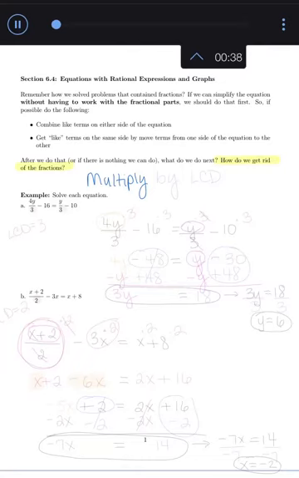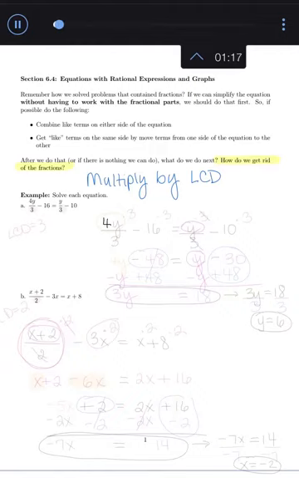Well, we may have multiple fractions with different denominators. What do we usually do when we have different denominators? We find a common denominator. So that's what we're going to multiply each and every piece by when we're trying to get rid of our fractions when we have an equation. We're going to multiply everything by an LCD, a common denominator. So let's see how this works. It should look like magic. The denominator should just disappear once I multiply by a common denominator on both sides of an equation.